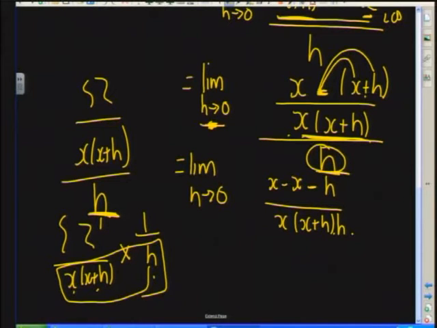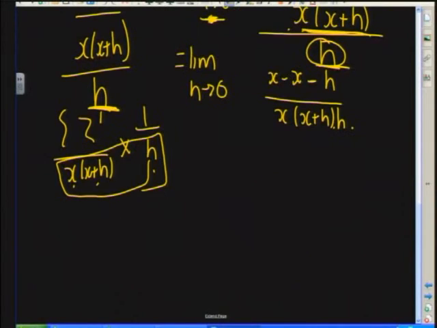So you can write it like that immediately. If you don't like to do it that way, you can do it the long way, and you can keep the h right till the end and then simplify in the end. All right. x minus x is going to give me 0, and I'm just left with negative h all over xh times x plus h.